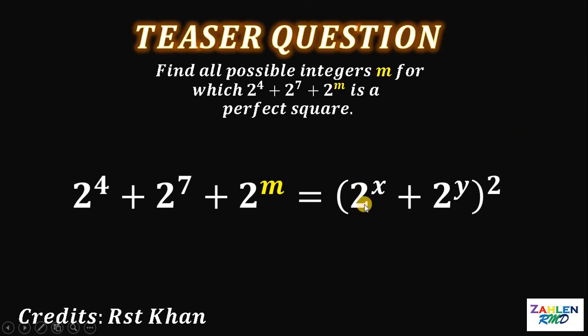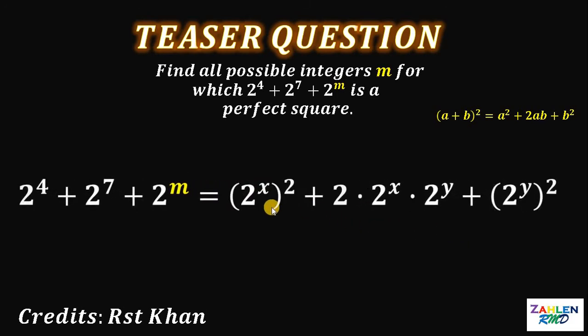Now, let's square 2^x + 2^y. To do that, we will use some identities. If we have (a + b) squared, it is equivalent to a squared plus 2ab plus b squared. Therefore, the right-hand side of our equation becomes (2^x)^2 + 2 times 2^x times 2^y + (2^y)^2.